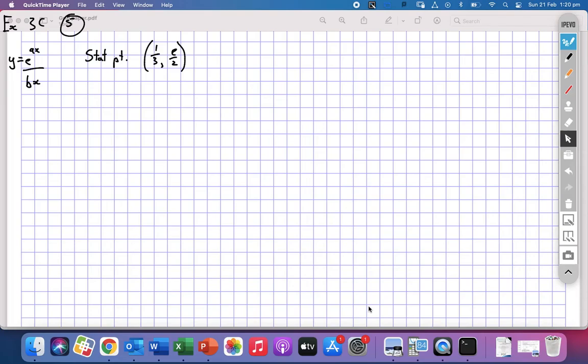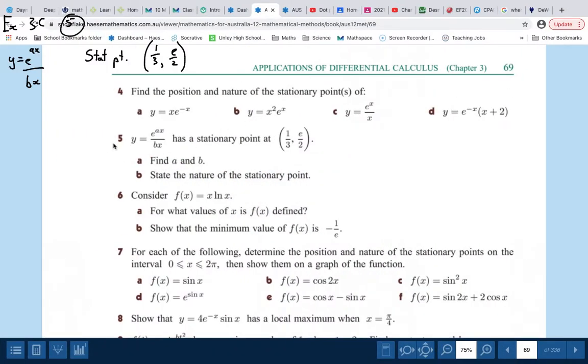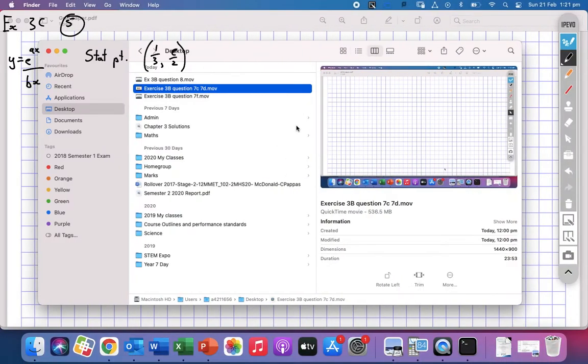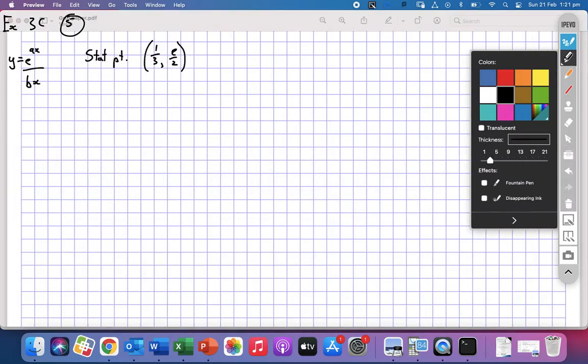Exercise 3C, question 5. It's coming from page 69 in your textbook. Y equals e to the power of ax divided by bx. There's a stationary point there, and we've got to find a and b. These are the questions that often get a little bit tricky with the algebra.